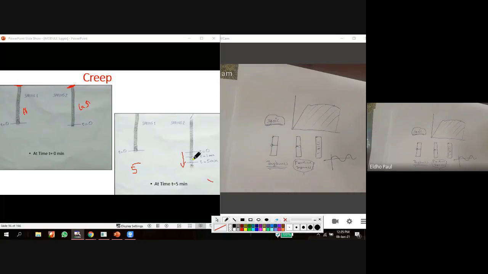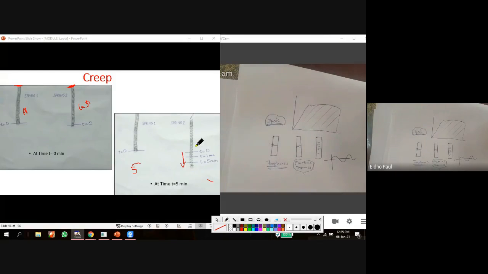Actually, there is no external load acting on these 2 springs. I am not adding any external load to spring 1 or spring 2. Only self weight is acting. But spring 1 has no elongation over time, whereas for spring 2, with the increase in time, there is an elongation.